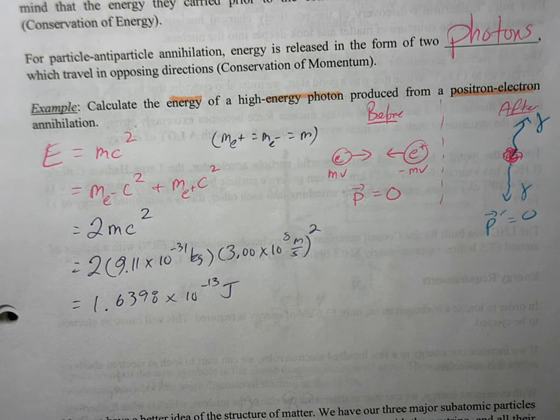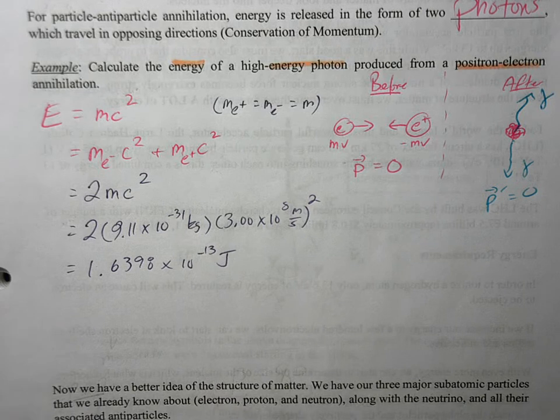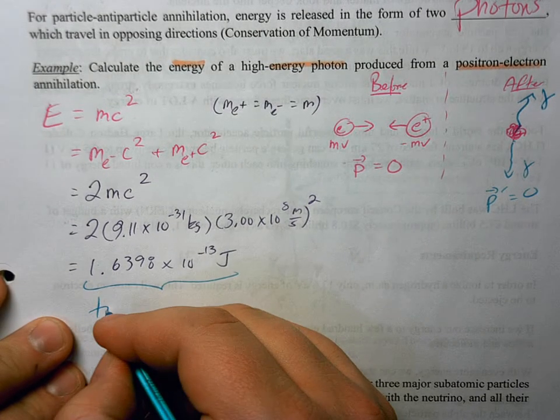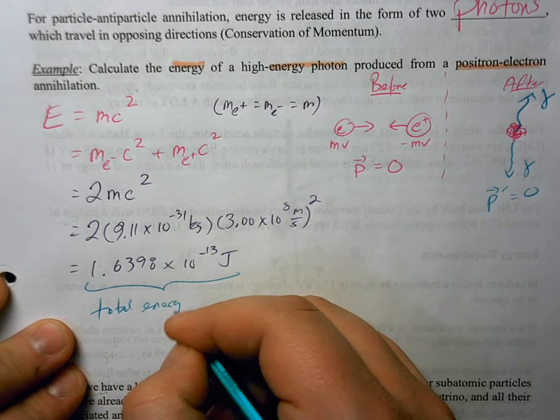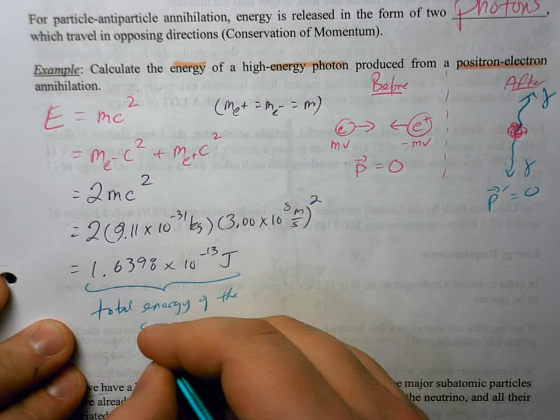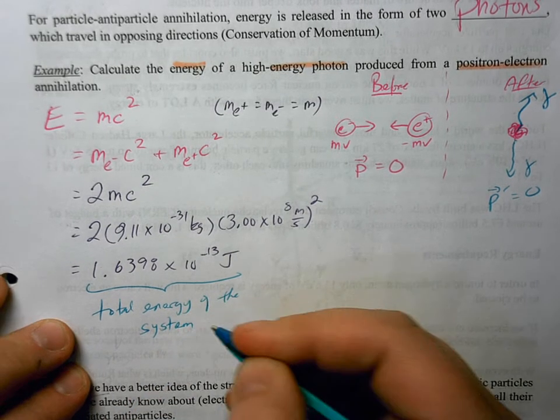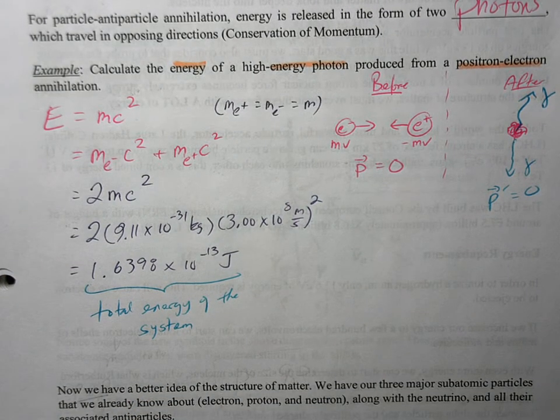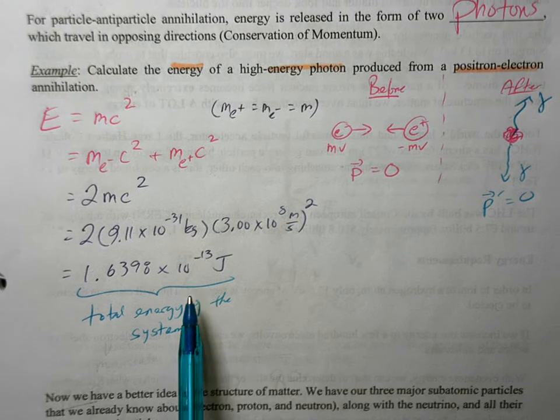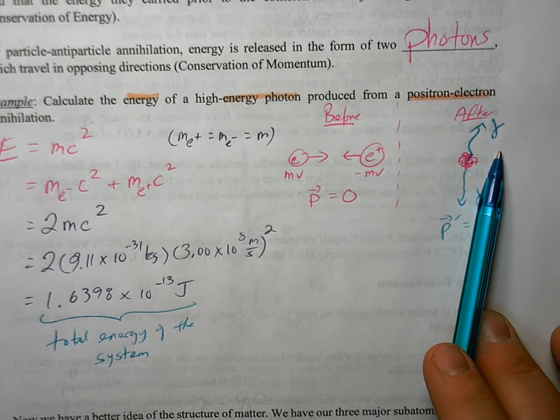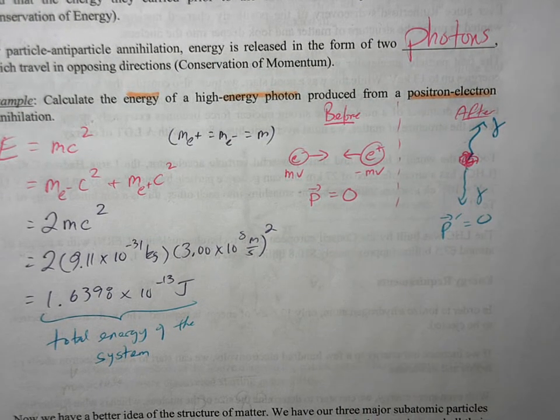Now, to apply some context to it, this energy is the total energy of the system. So this is the energy of the electron and the positron combined. It's about 1.64 times 10 to the minus 13 joules. That total energy is going to be carried away by 2 photons. What we've been asked is what is the energy of one of those photons?